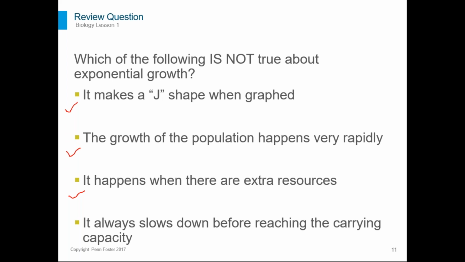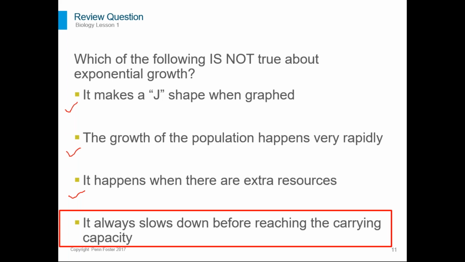So our correct answer then, the only one that's not true, is that it always slows down before reaching the carrying capacity. So with exponential growth, sometimes you have it way overshoot the carrying capacity, and then there's that crash afterwards where, okay, it's destroyed all of the resources now, and now the population gets destroyed because none of them can live. Okay, so that's all about exponential growth.